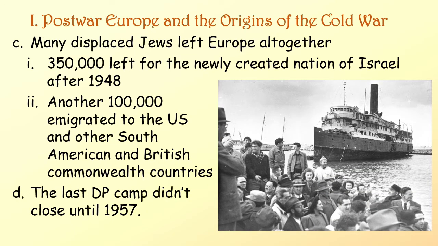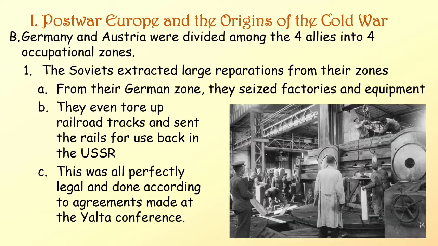Many displaced Jews left Europe altogether. 350,000 left for the newly created nation of Israel after 1948. Another 100,000 emigrated to the U.S. and other South American and British Commonwealth countries. The last DP camp didn't close until 1957.